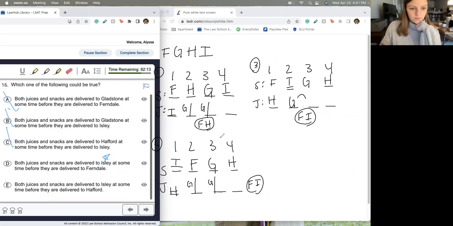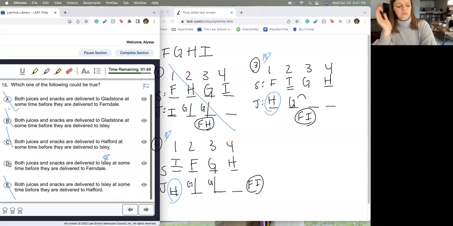And last question, both J and S are delivered to I at some time before they are delivered to H. So I'm looking at my snack line. Can't do that here. I can do that here and I can do that here. But again, with that H, with our J1, H is in that J1 spot. So I would not be able to make I before H. And we have to make sure that we're looking at both lines. So that leaves me with answer choice D.